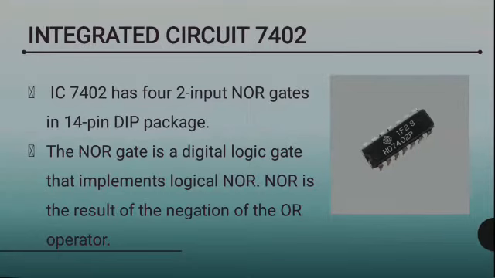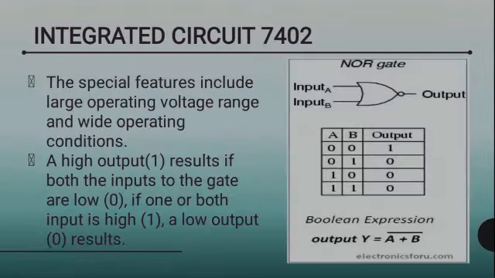IC 7402. IC 7402 has 4 2-input NOR gates in a 14-pin DIP package. The NOR gate is a digital logic gate that implements logical NOR. NOR is the result of the negation of the OR operator. The special features include large operating voltage range and wide operating conditions. A high output results if both the inputs of the gate are low. If one or both inputs are high, a low output results. This is shown in the picture on the right side of the slide with the truth table and the Boolean expression.